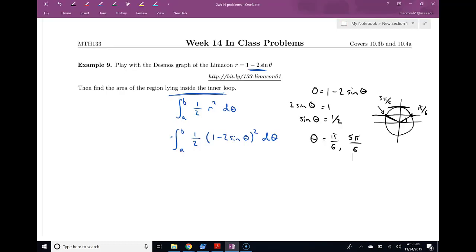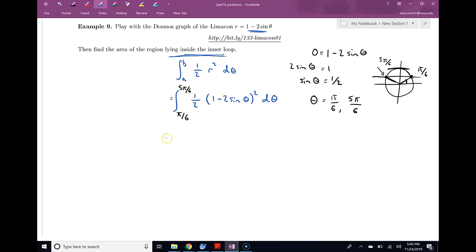So again, by playing with this graph, we know that we should start integrating at pi over 6 and stop integrating at 5 pi over 6. This is when we trace out that inner loop, and we're trying to figure out the area of just this inside loop. So with that, let's go ahead and do the calculus bit of actually integrating this.